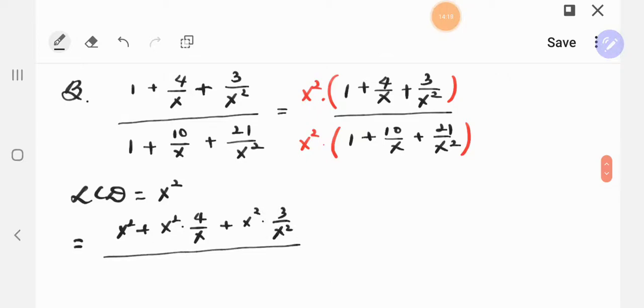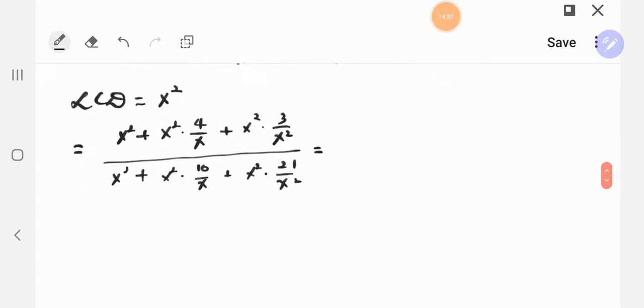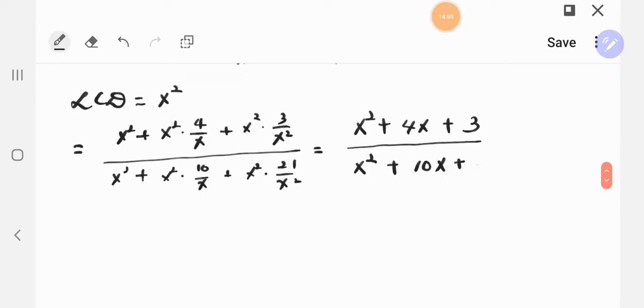Even the denominator, distribute, so x squared plus x squared times 10 over x squared times 21 over x squared. And then simplify each term. So the numerator is x squared plus 1x cancel out, so 4x, x squared cancel out, we have 3. The denominator x squared plus 1x cancel out, so 10x. The third term will be 21.